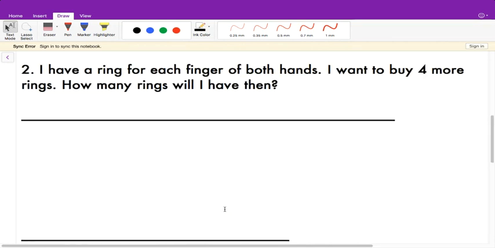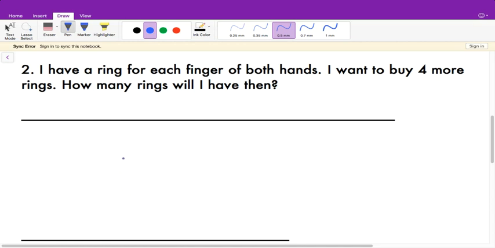Number 2, ready to read together? I have a ring for each finger of both hands. I want to buy 4 more rings. How many rings will I have then?